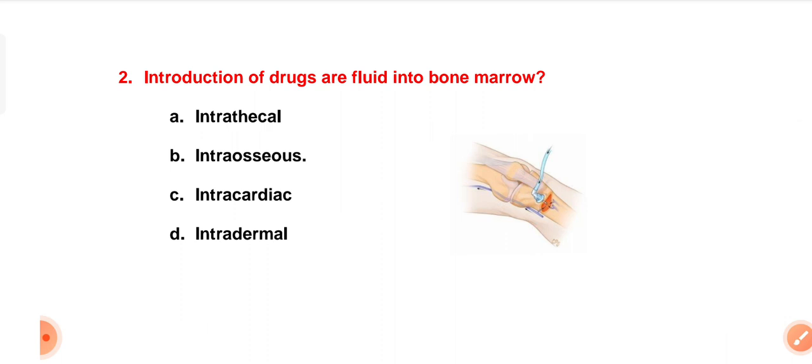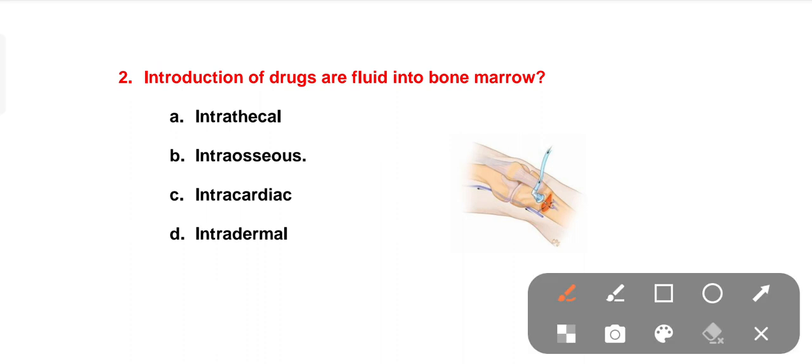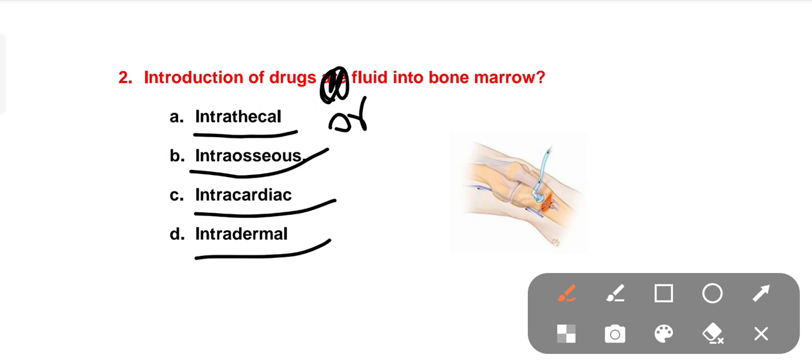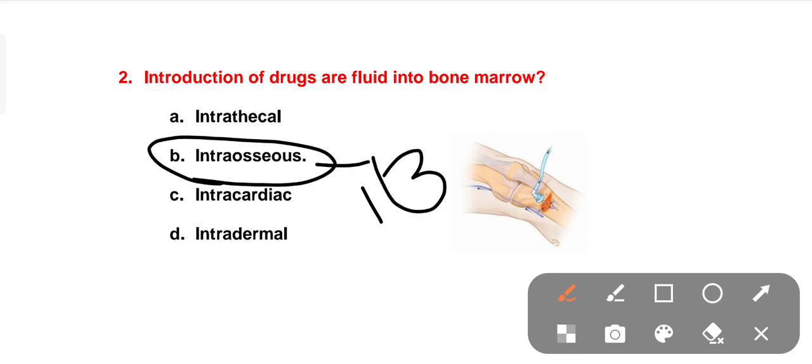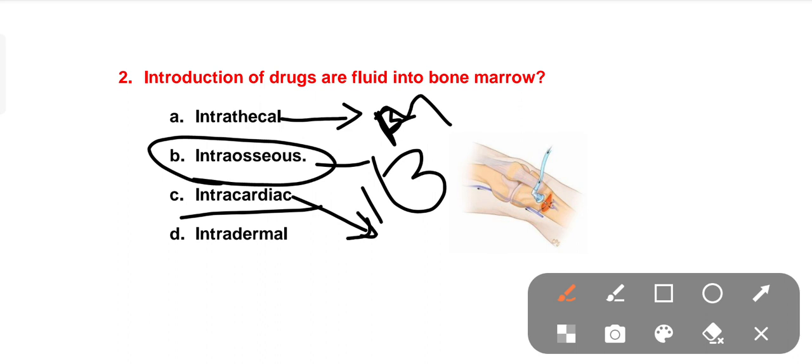So the next question is the introduction of drugs or fluid into the bone marrow. When we give any medications or any fluid into the bone marrow, what do we call it? Options are intrathecal, intraosseous, intracardiac, intradermal. The right option is intraosseous. Intraosseous is nothing but giving the medications into the bone. Intrathecal is giving medications to the spinal cord meninges, intracardiac is giving directly to the heart, and intradermal is into the skin.